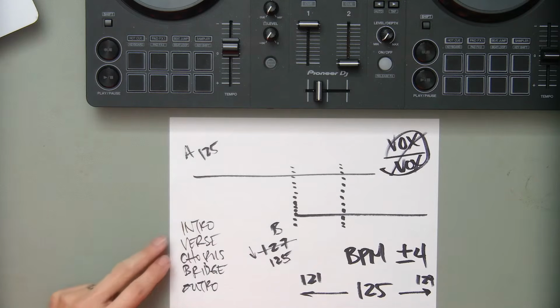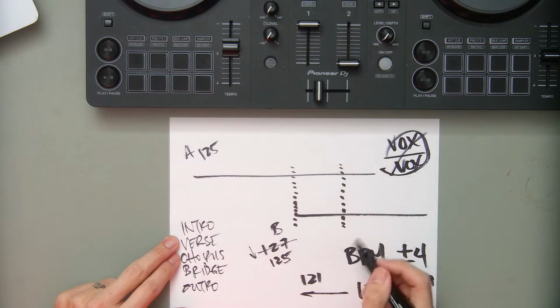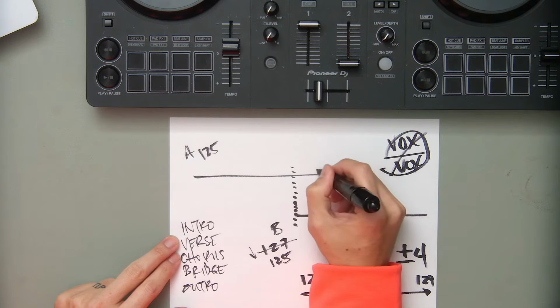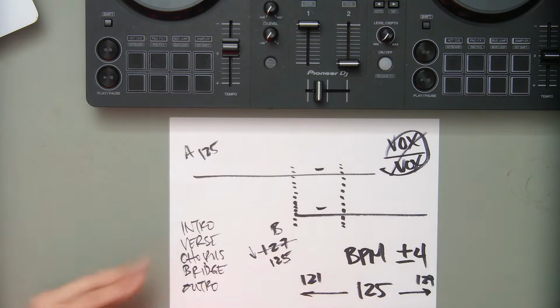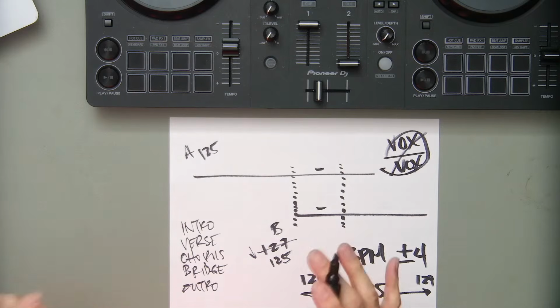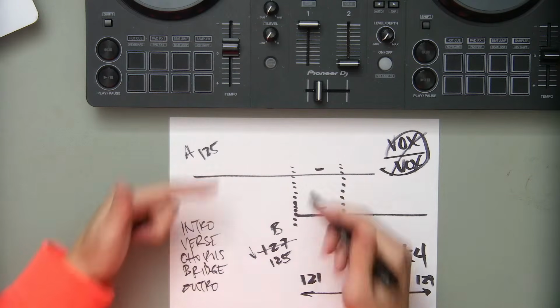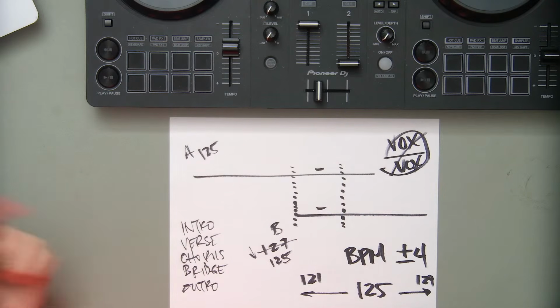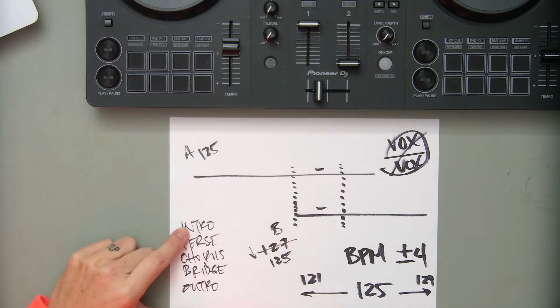So that means that as these two are playing, either this section or this section has to be instrumental. They don't both have to be instrumental, but just one of them does. If both of them are instrumental, great. That works out fine. But at least one of them has to be instrumental.